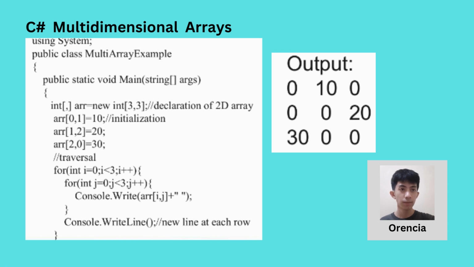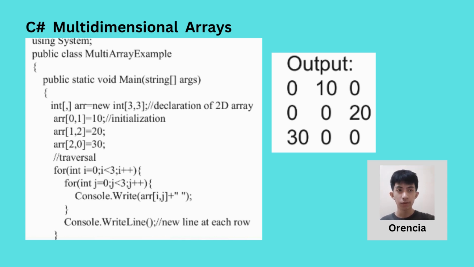After the inner loop completes, the program uses the Console.WriteLine() method to print a new line to the console, so that the elements of each row are printed on a separate line. After the program runs, it will print the values of the elements in the array to the console, separated by spaces, with a new line at the end of each row. For example, if the array is initialized as shown in the code, the output will be what was shown in the picture.